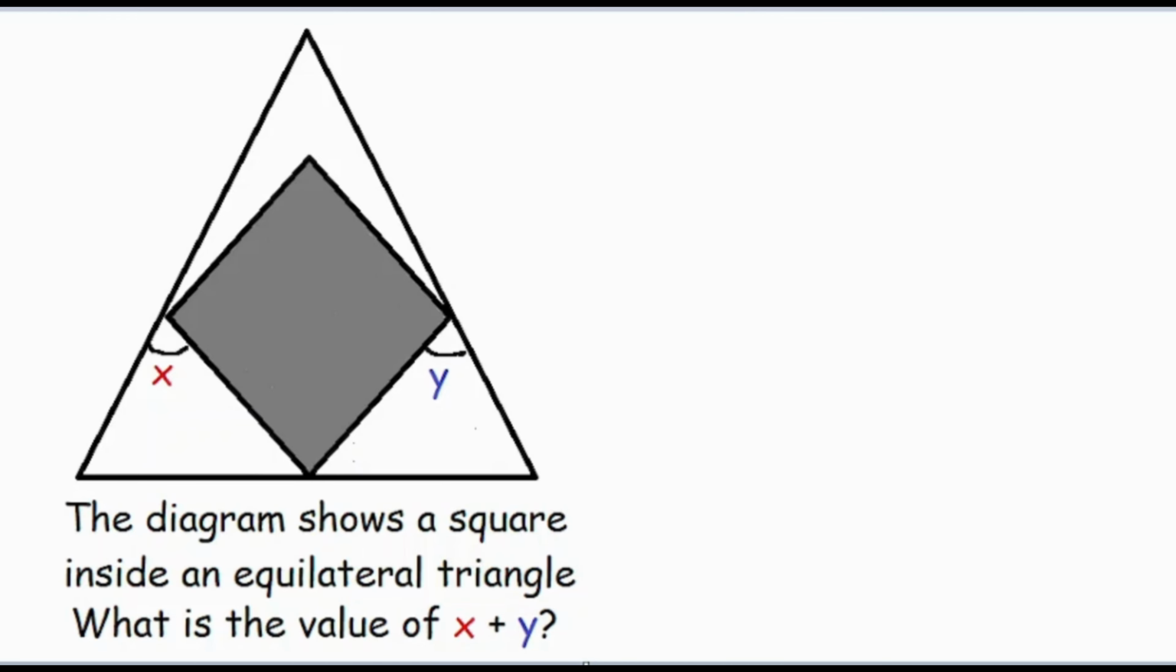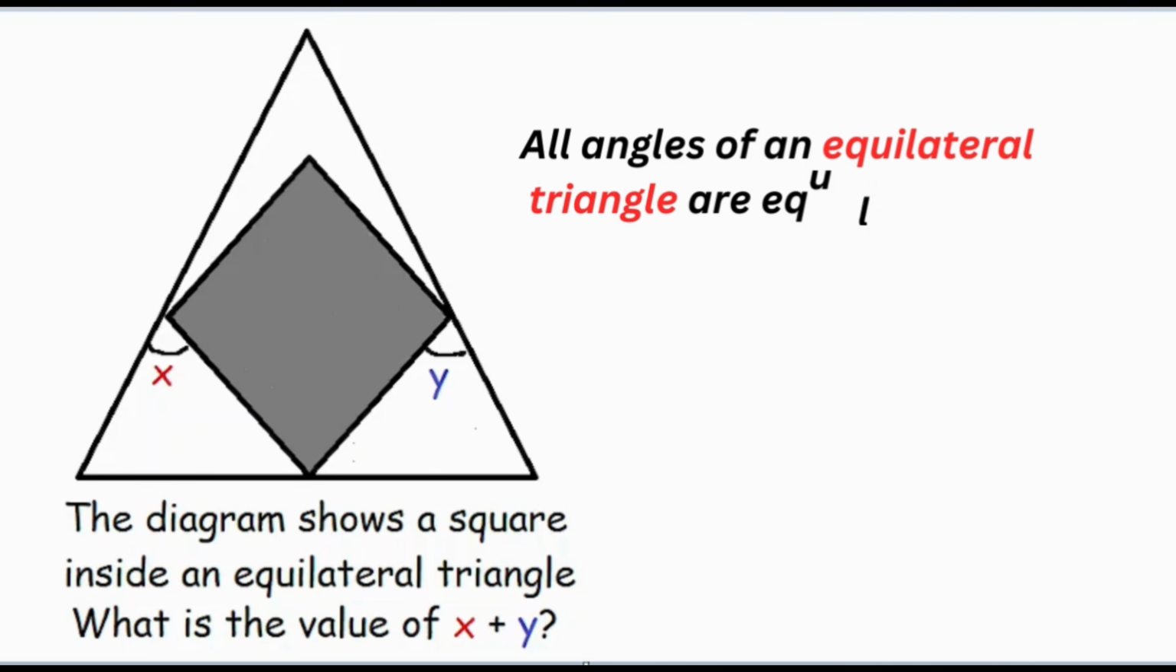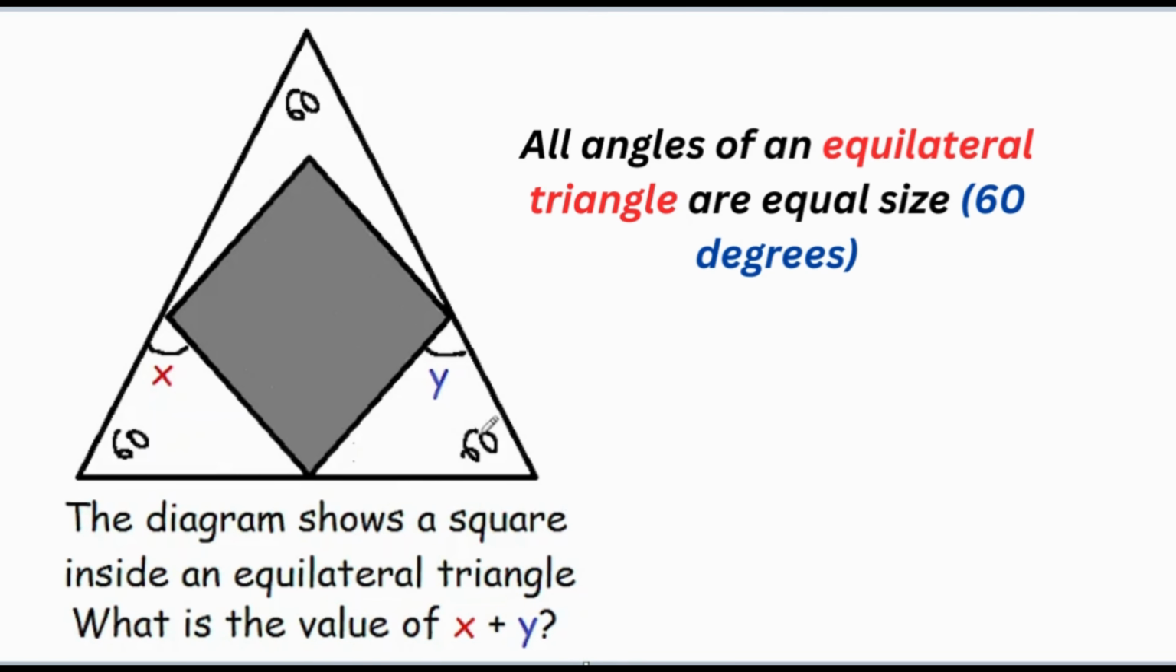Alright, we are told that we have an equilateral triangle. One thing we know about an equilateral triangle is that the three angles inside that triangle are equal. The three angles of an equilateral triangle are equal, so it means that this is 60 degrees, this is also 60 degrees, and this is also 60 degrees.